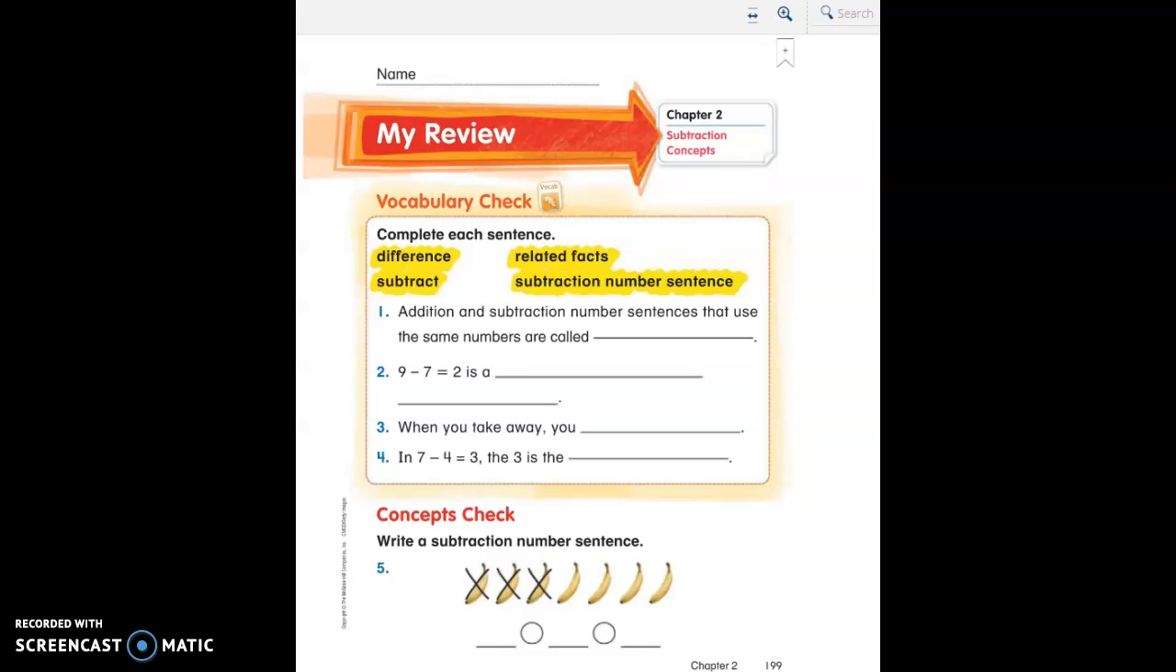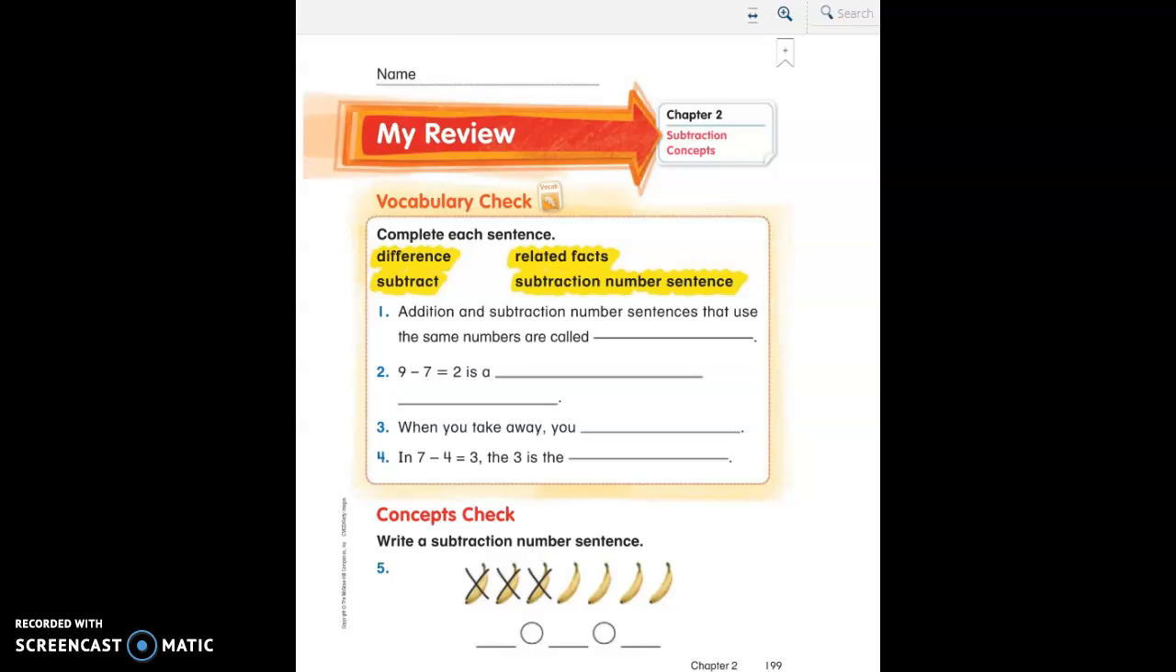So we're on chapter 2, and this is your My Review for chapter 2. When we're finished with all of this, we are going to be almost finished with the chapter. All right, so today you're on page 199, and we're going to start with a vocabulary check.